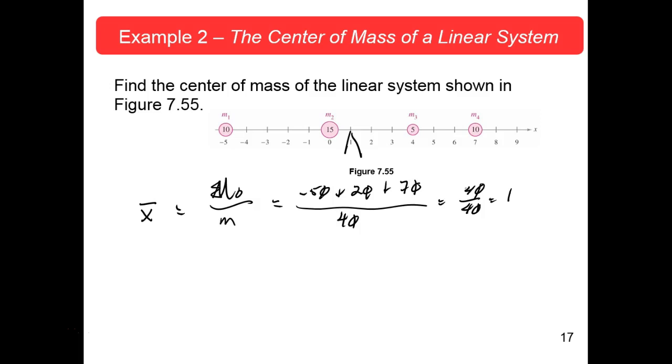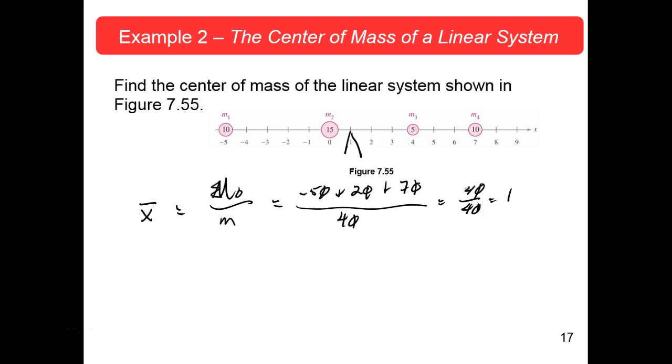How far away? 6 times 10. 60 plus 15, 75 to the right, 75 to the left. Perfect. Okay? So, yep, that is your center of mass of the system, x equal 1. That was equal to 1.